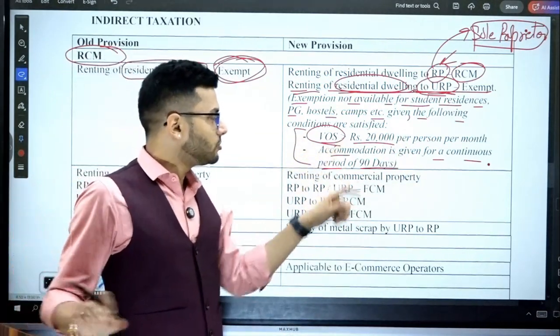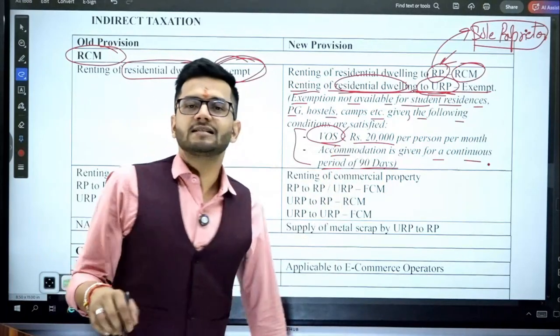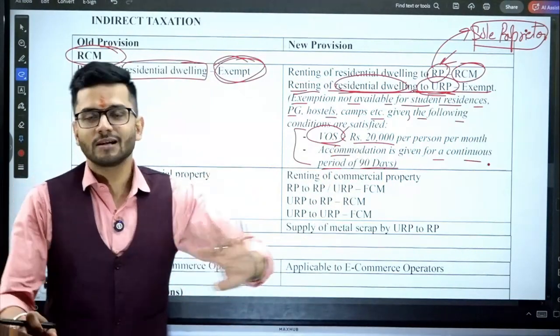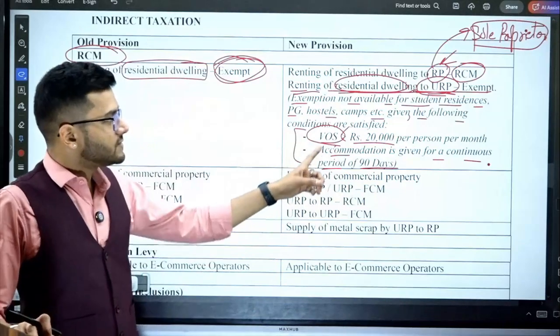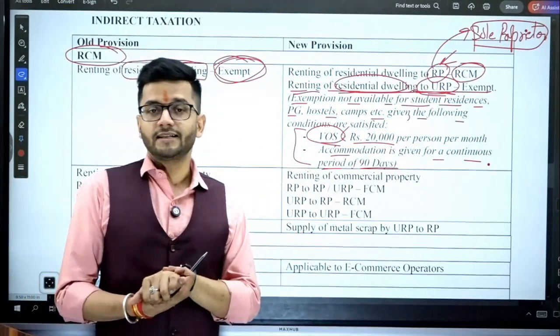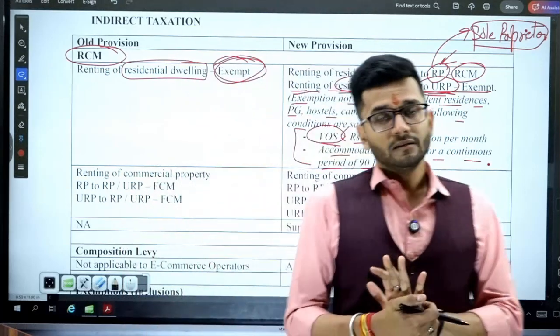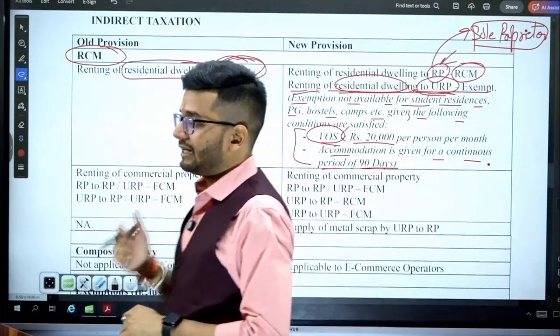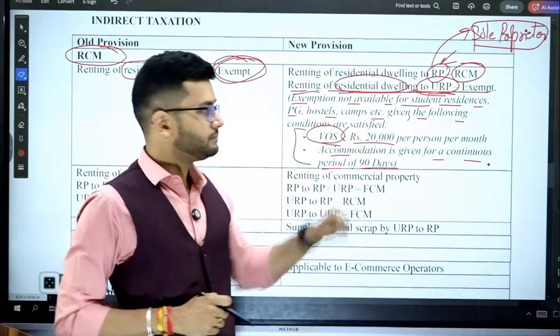Exemption still holds good if your value of supply is less than 20,000 per person. But if the value of supply is more than 20,000 per person per month and accommodation is given for a continuous period of 90 days, the exemption is not valid. The GST is leviable under the reverse charge mechanism.